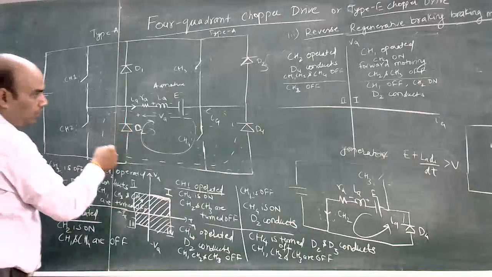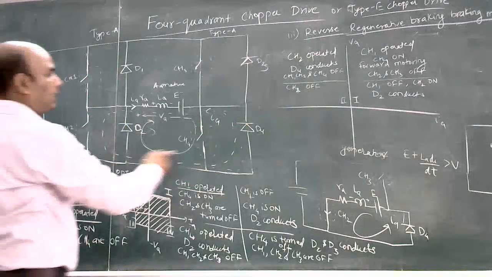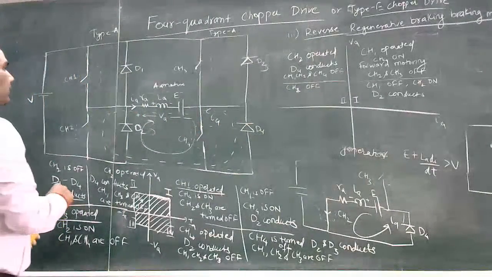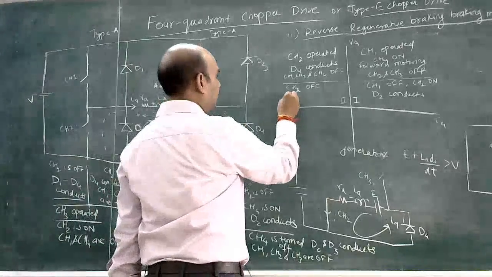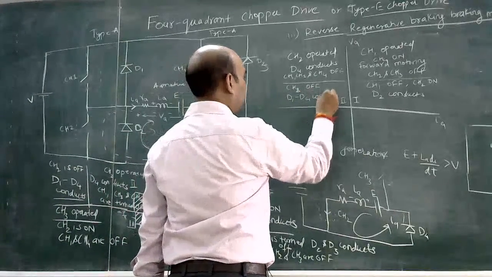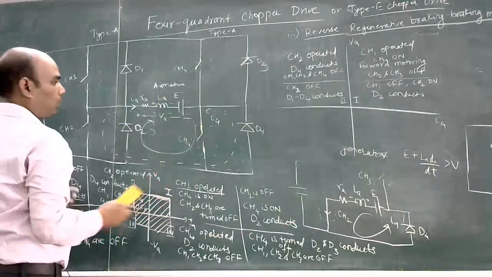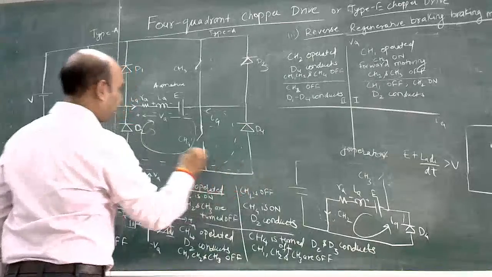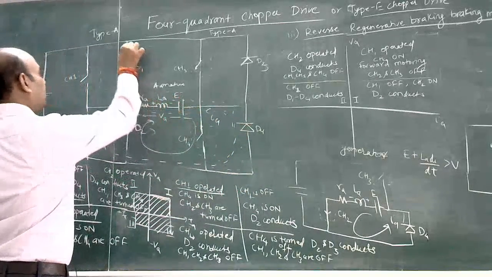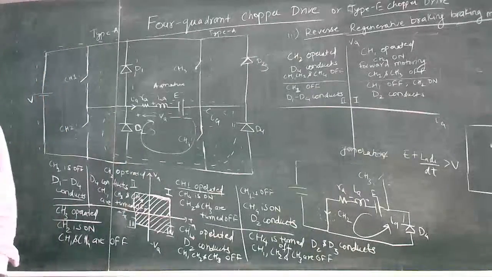Now current is flowing like this to D4, so it can flow through only D1. D1 starts conducting. So D1 and D4 conduct, and all the switches are off. So this current will start flowing through D4.